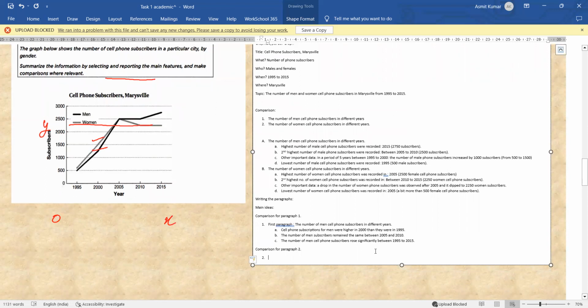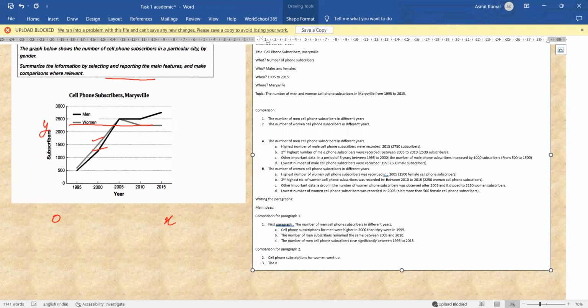First of all, it is quite visible that cell phone subscriptions for women went up. We can see here it is rising, not rising exactly. I can say it is surging. Surging is, I think, a weak word here. So soaring, it is increasing, right? A bit faster. So we can write cell phone subscriptions for women went up.